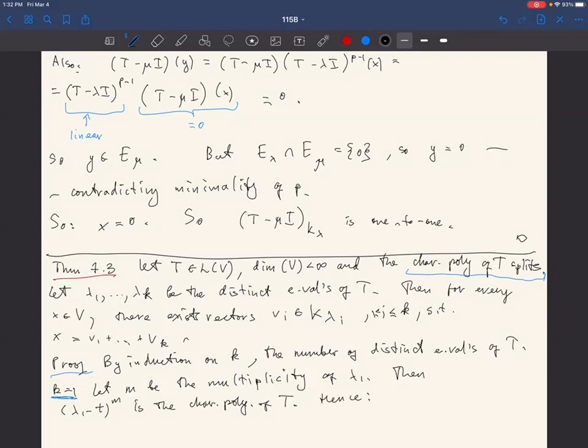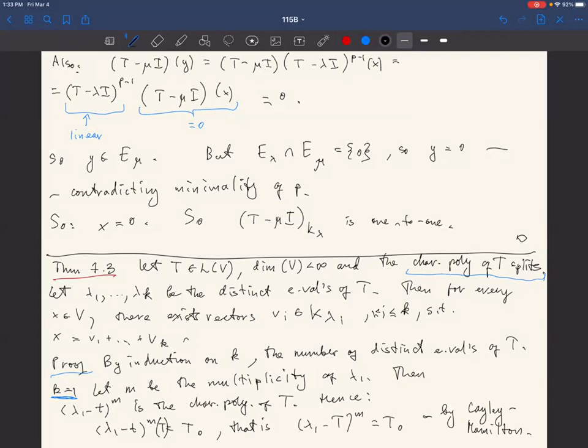So we know that (lambda 1 minus t) to the power m is equal to 0. Well, it applies to T. So I need to evaluate this polynomial on T. So we have that (lambda 1 I minus T) to the power m is equal to 0, right? By Cayley-Hamilton. So maybe you thought you'll never see this theorem again, but it's actually useful. So by Cayley-Hamilton, we get this equality.